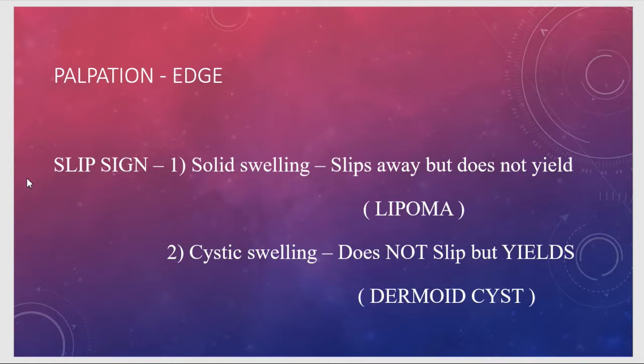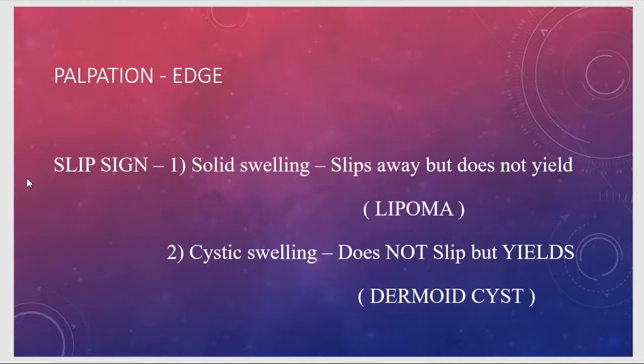Whenever we are palpating the swelling with the tip of the fingers, if it is moving away from the finger and not yielding, it means it's a solid swelling, more in favor of lipoma. So the slip sign is suggestive of the swelling slipping away from the finger but not yielding, no depression is being formed, it's just slipping away. It is suggestive of solid swelling, for example, lipoma.